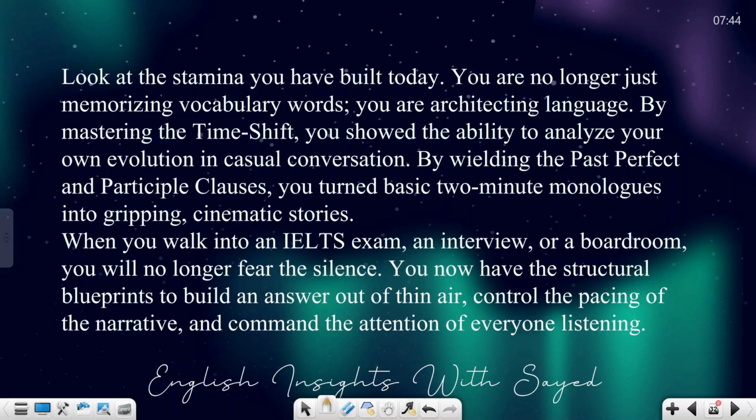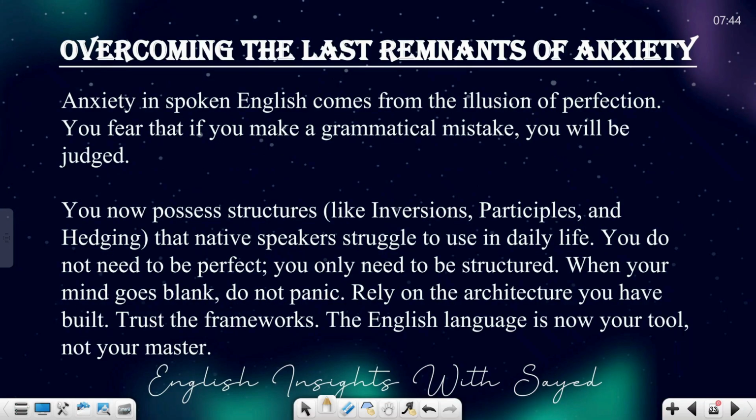When you walk into an IELTS exam, an interview, or a boardroom, you will no longer fear the silence. You now have the structural blueprints to build an answer out of thin air, control the pacing of the narrative, and command the attention of everyone listening. আজকে আপনারা সকালবেলায় যারা প্র্যাকটিস করেছেন, যে ডায়ালগ আমরা করেছি, সেখানে আপনারা দেখেছেন আপনারা এখন আর আগের মতো সেই ভয়টা আপনাদের নেই। You can take initiative, you can begin the conversation.